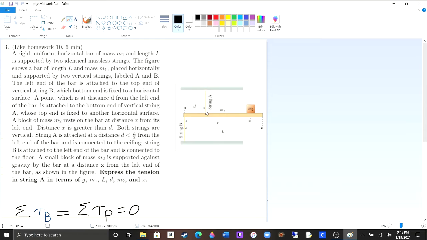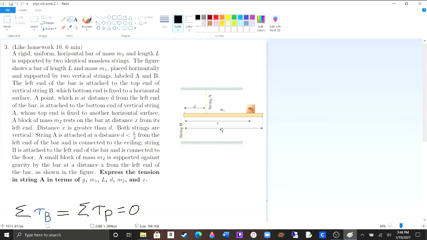And then we have string A, which is attached a distance d from string B, also attached to another surface. We also have a block of mass m2 that rests on the bar a distance x from string B. And the distance x is greater than d, as we can see from this. Both strings are vertical, so we know that all of these angles right here are exactly 90 degrees. It also tells us that d is less than half of the length of this plank.